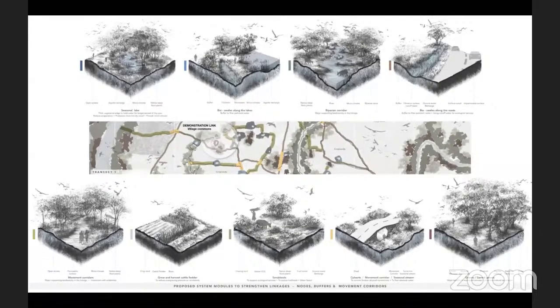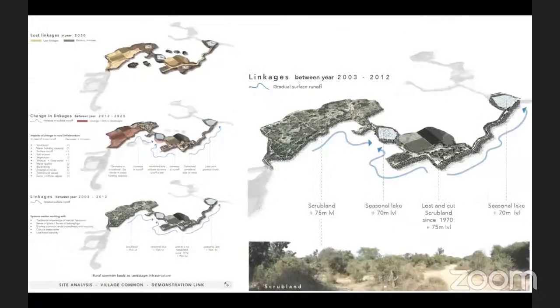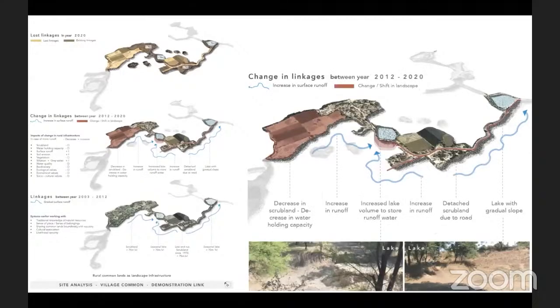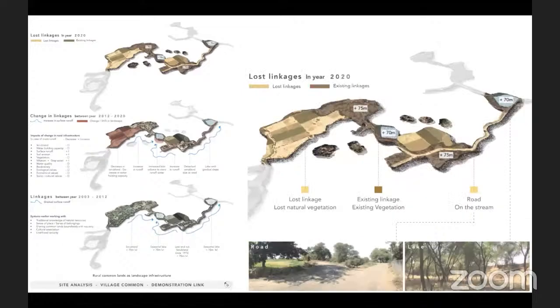The demonstration link of the village common is further analyzed and observed, where scrublands and seasonal lakes are acting as landscape infrastructure. Between the years 2003 to 2012, when the land was intact, the surface runoff was gradual. Whereas between 2012 to 2020, scrublands decreased, hence the surface runoff increased, due to which the volume of the lake had to increase to store water. Here we can infer that one change can lead to another change. The linkages of the year 2020 are lost because streams were converted into roads and scrublands into agricultural lands, due to which the natural slope is lost.